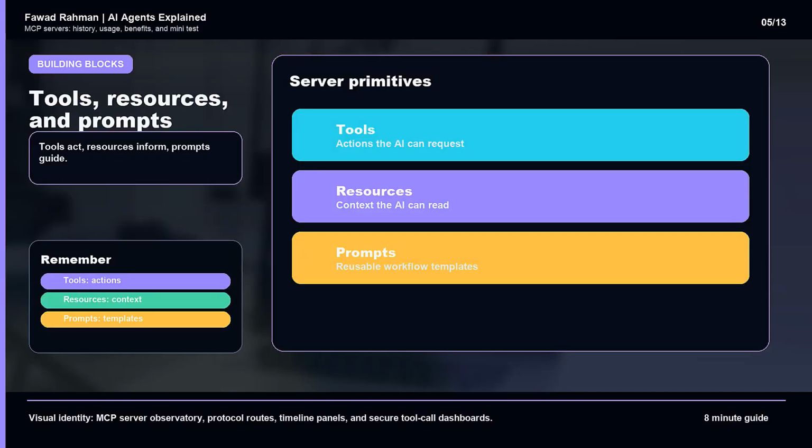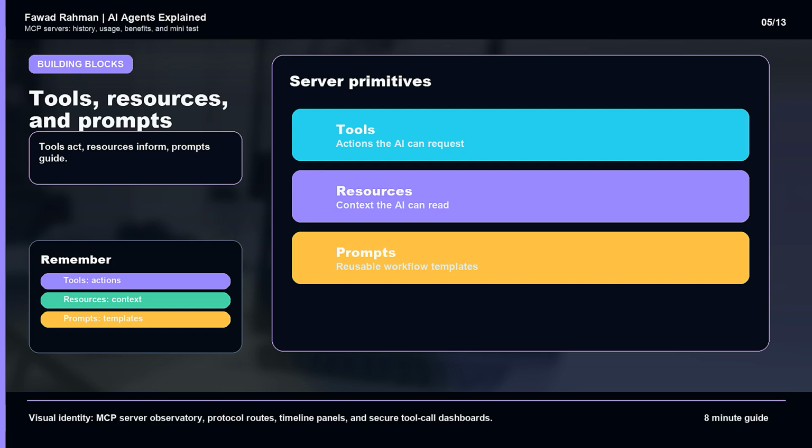MCP servers usually expose 3 main building blocks. Tools are executable functions like run a query, create an issue, or fetch the weather. Resources are readable data like a file, a database record, an API response, or a schema. Prompts are reusable templates that guide a workflow. A good server names these clearly, validates inputs, and keeps each capability small enough for a user or host application to review. When the host lists these primitives, the model gets a menu of possible actions without needing to know every integration in advance.